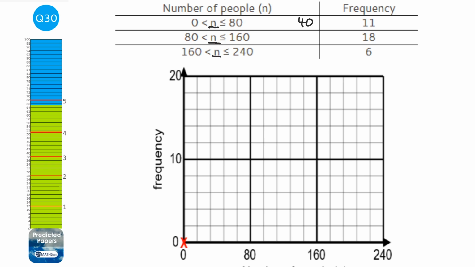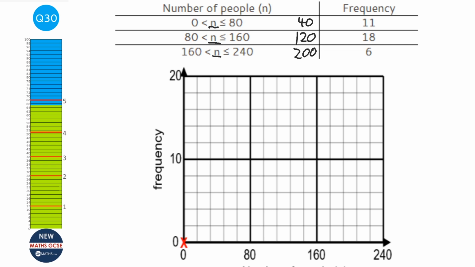If you don't know how to find a midpoint, you're just finding the halfway value between 0 and 80, which is 40. To do it a different way, you could add the two values together and halve it, and that works just as well. So 80 plus 160 is 240, and then halve it would be 120. 160 plus 240 is going to be 400, halve it is 200. Okay, so we're going to plot these at 40, 120 and 200.